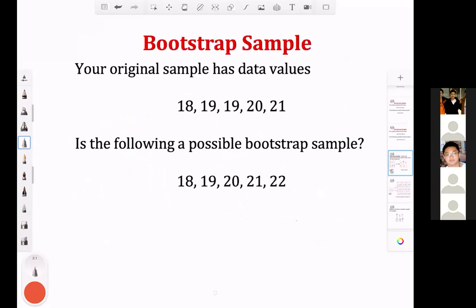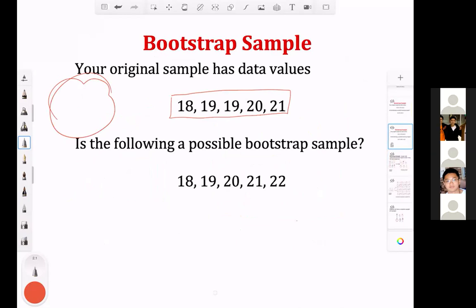Your original sample has these data values. Let's say this is a sample, picked from this population: 18, 19, 20. Is the following a possible bootstrap sample? No, because it contains 22. Beautiful. The bootstrap sample should come from this sample. 22 is not there, so this is not a good sample. Very good. The answer is no.